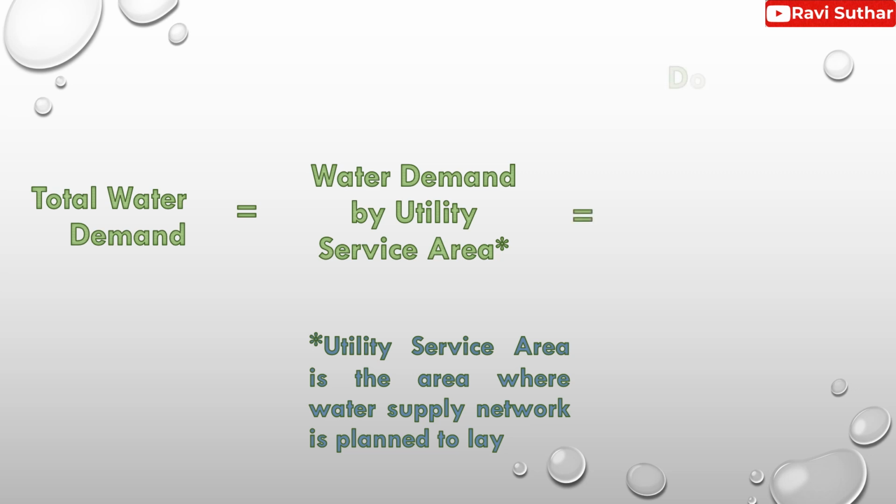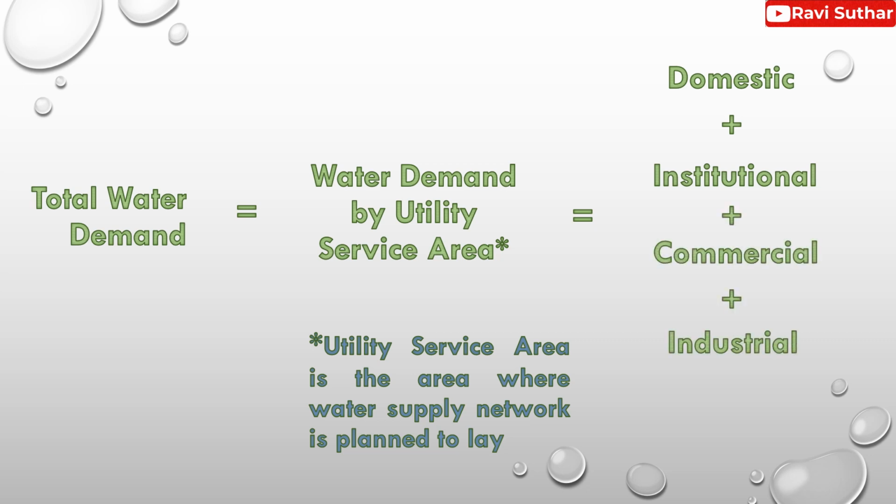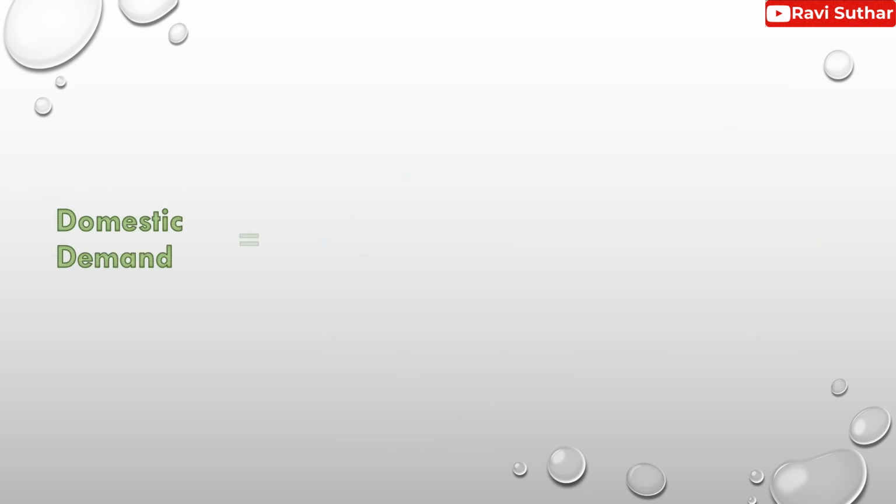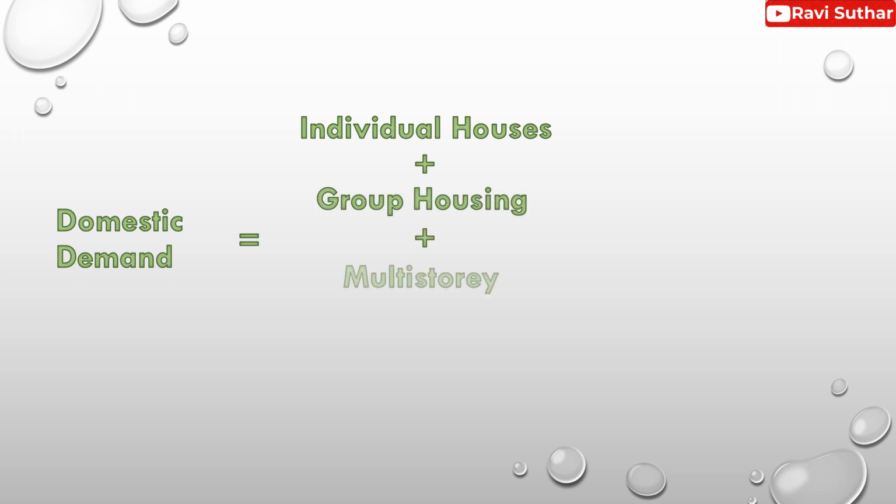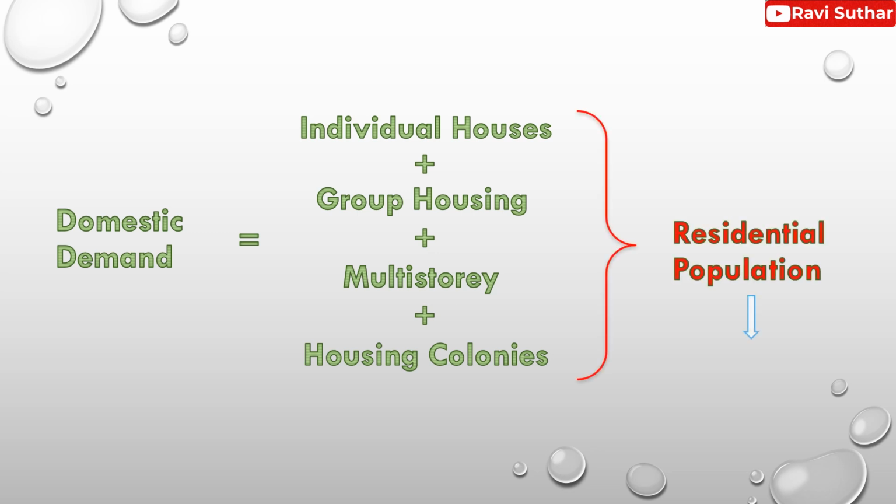Now there are different kinds of consumers: domestic, institutional, commercial and industrial in any town or city. One by one we go through the different types of demand, and the first is domestic demand, which is generated by people for their daily household uses. Individual houses, group housing, multi-story buildings and housing colonies are the residential places for human beings. In totality, this is the total residential population of any town or city, which is the sum of the census data plus the outer population which comes to the city or town with families to stay there.